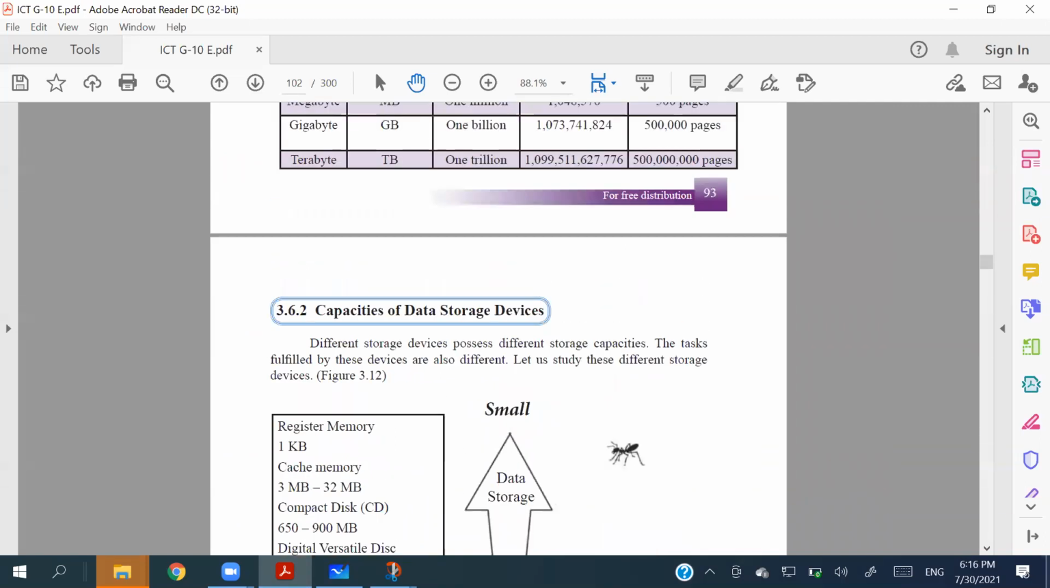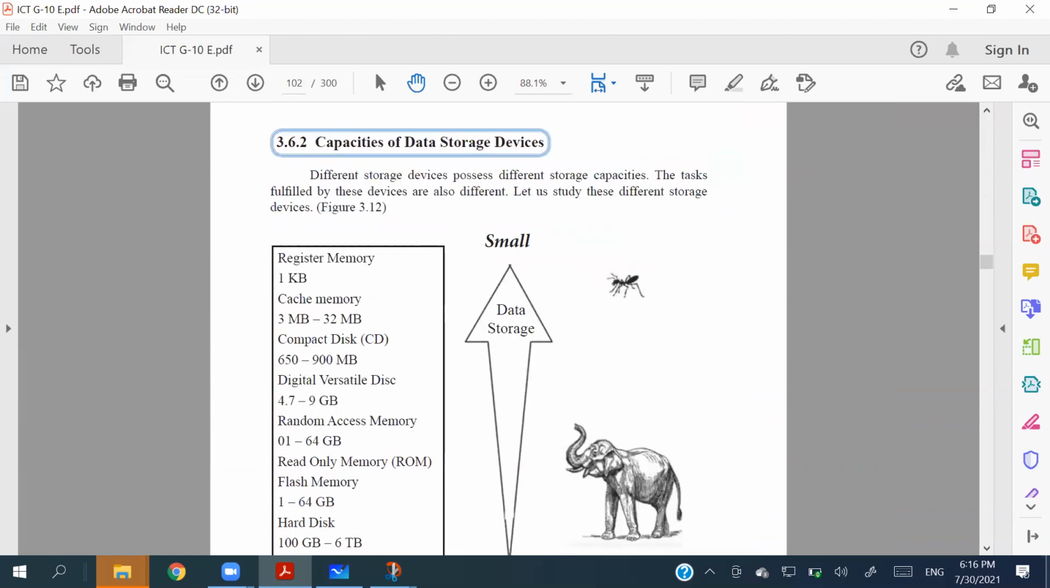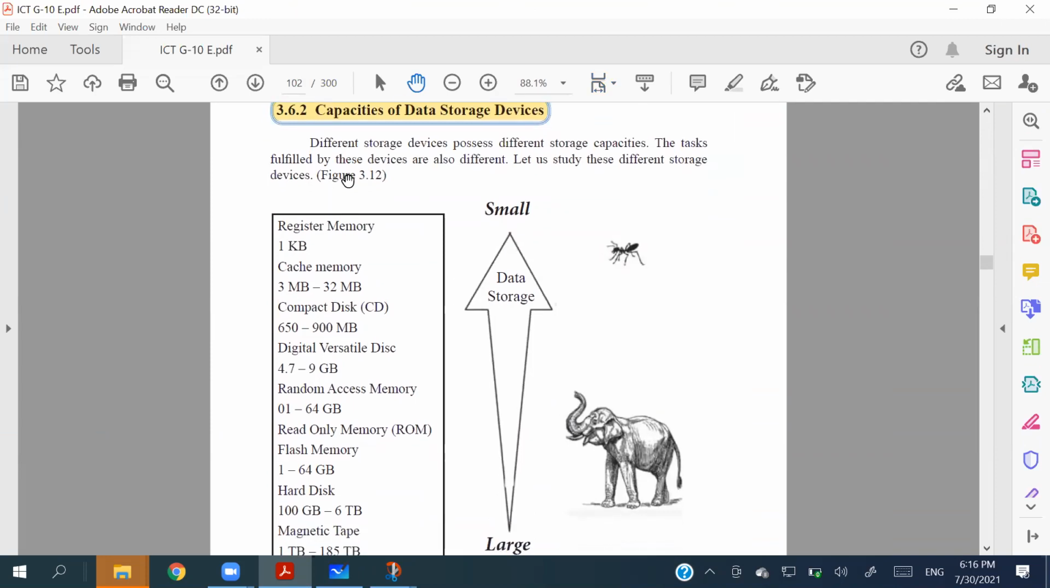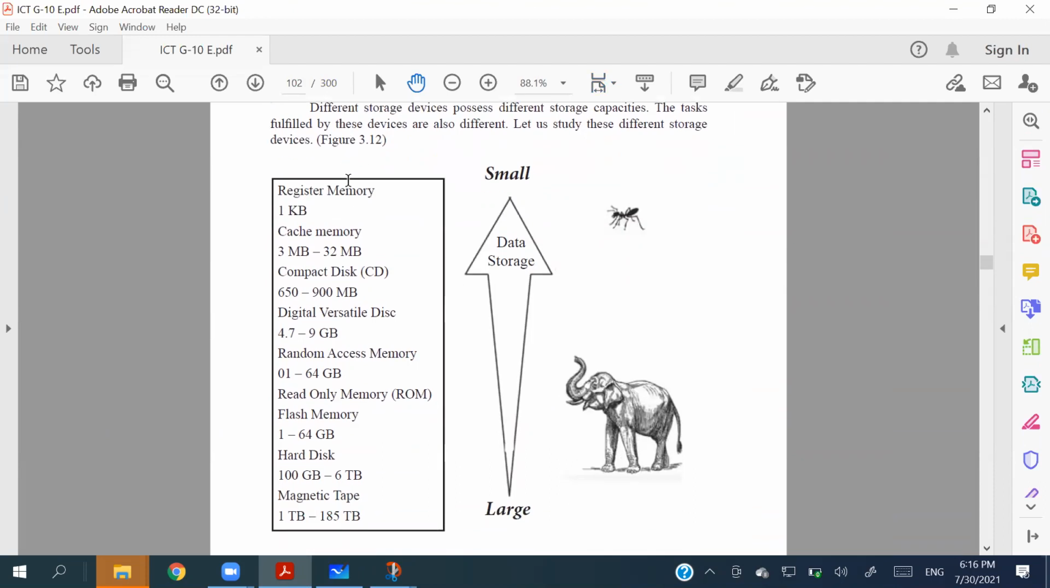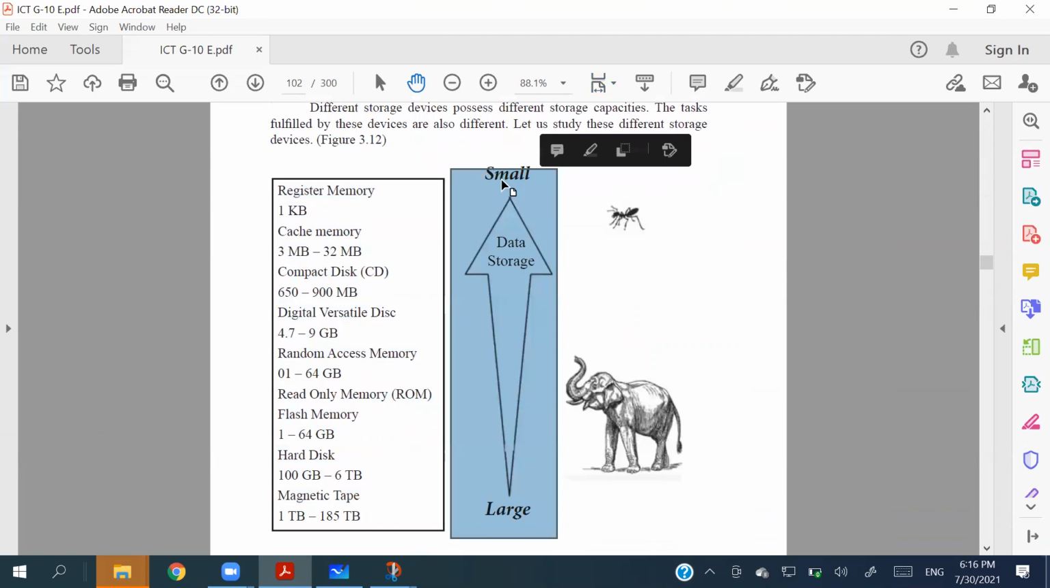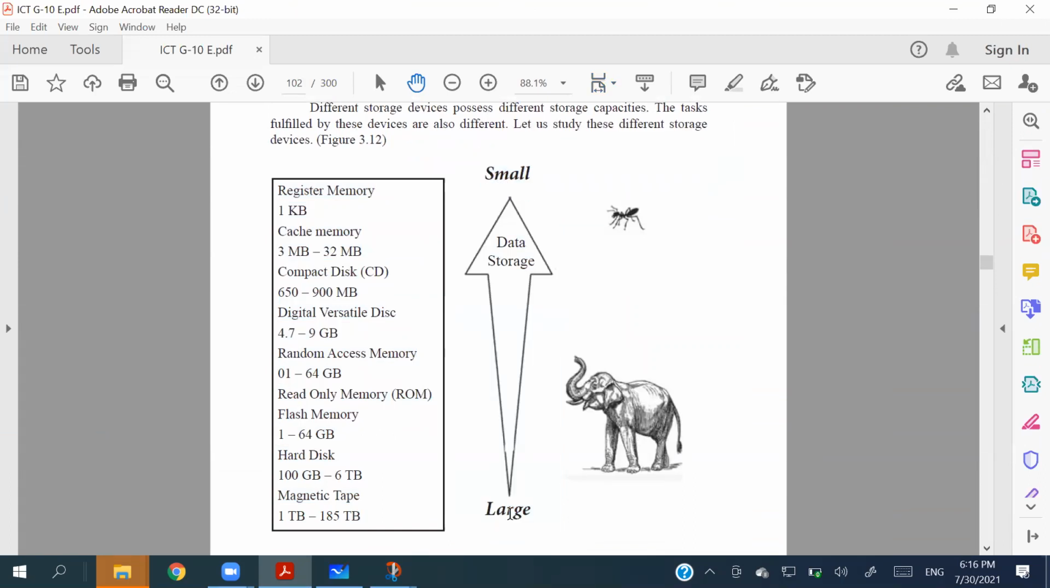So yeah, let's take this down, have the subheading, capacities of data storage, and it's better you copy down the list, and you don't need to draw this ant and the elephant, right? If you really want to draw it, you can draw it at home, right? But have this arrow kind of thing, and mention the smallest capacities at the top and the largest capacity at the bottom, and write down this order with their capacities, right?